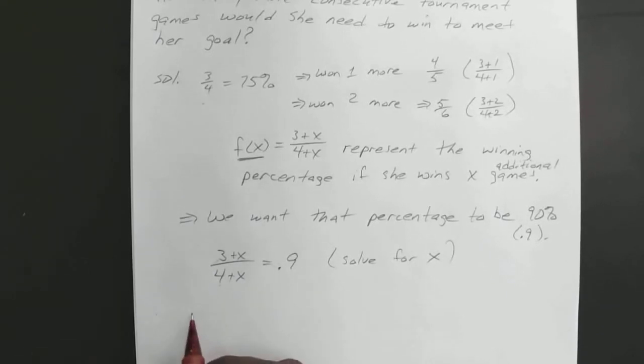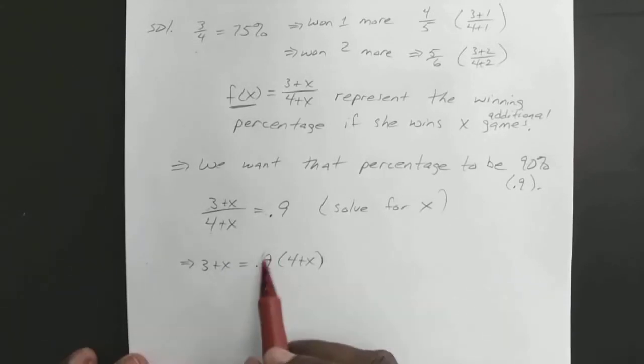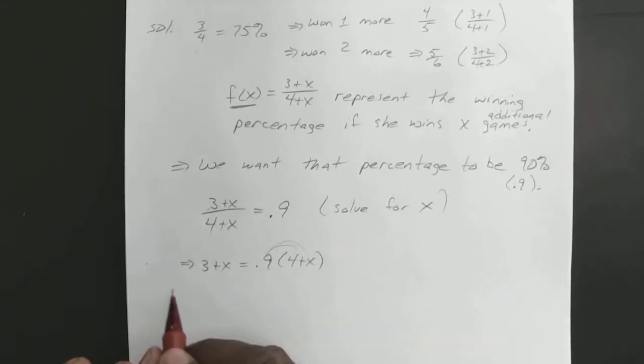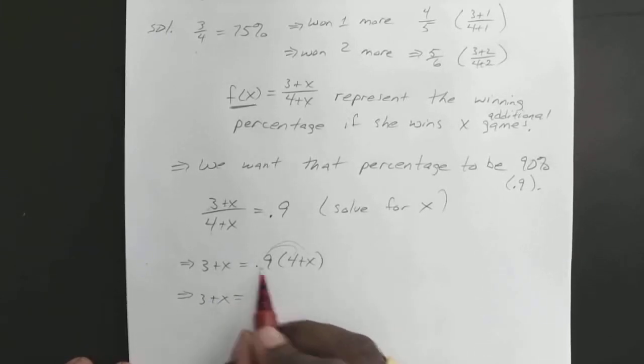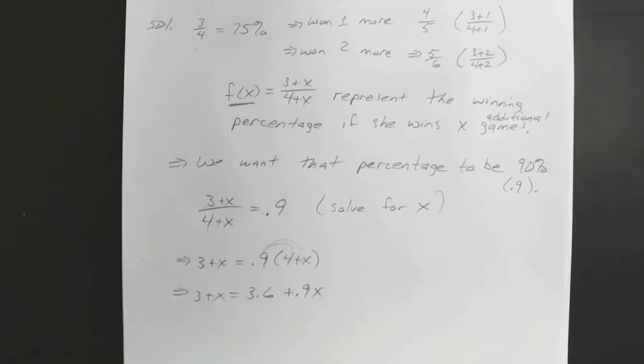Okay. So if we multiply both sides by 4 plus x, we end up with 3 plus x equals 0.9 times 4 plus x. So bring that up a little bit. Okay, so we can go ahead and distribute our 0.9. So 3 plus x equals 0.9 times 4 is 3.6 plus 0.9x. So clean that up a little.